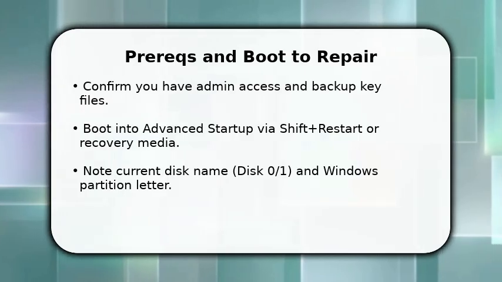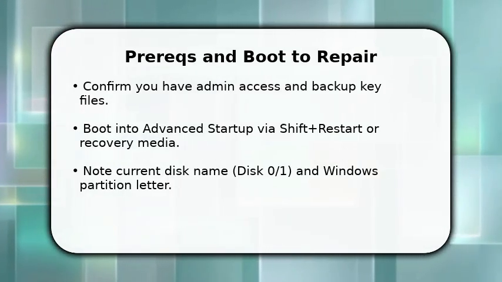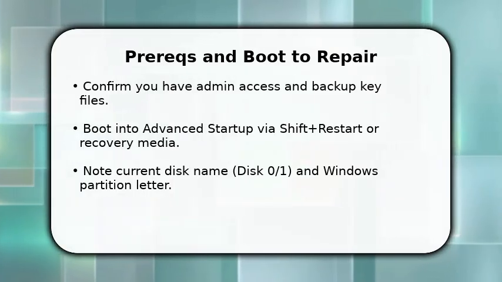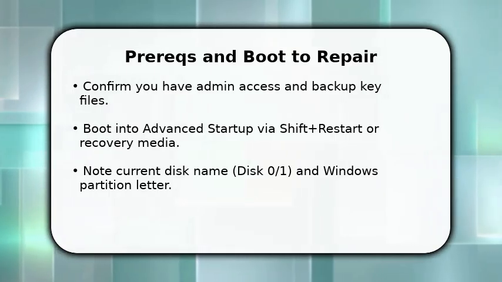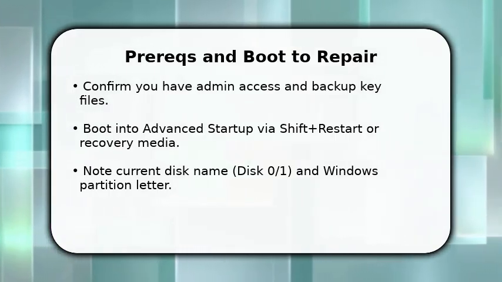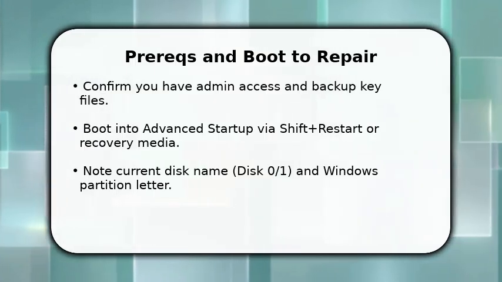Enjoy the video. You have admin rights and a file backup. Now start the process. Hold Shift and click Restart or Boot Recovery USB to reach Advanced Startup. Once there, choose Troubleshoot, then Advanced Options, then Command Prompt. Make sure you note the Windows Drive letter, sometimes it's D, in Recovery.